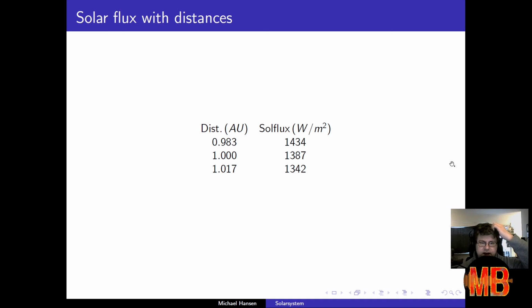So we can see now, if we take these different distances that we have, that during winter, which is here, we have a higher solar flux than we get during the summer, which is here. So it's 1,434 watts per square meter here, and it's 1,342 watts per square meter here. And on average, at the mean distance, it's 1,387 watts per square meter.